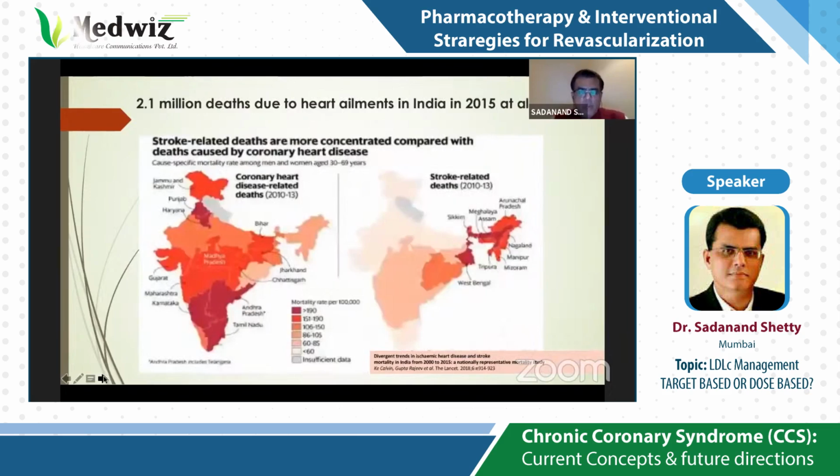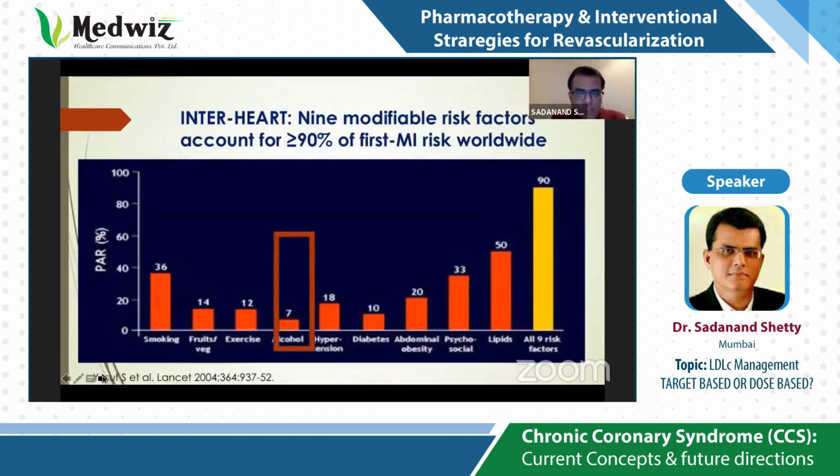If you look at the total, there are 2.1 million deaths due to heart disease in India at all ages, even including stroke-related deaths, as shown in these two diagrams. There are divergent incidences in stroke as well as myocardial infarction. And if you see the various categories where the mortality is shown per lakh, if it is more than 190, this color, and if it is between 150 to 190, this orange color, etc., that very clearly depicts how it is concentrated in different regions between MI and stroke incidence.